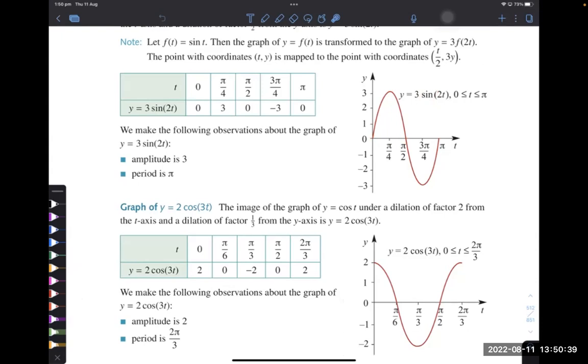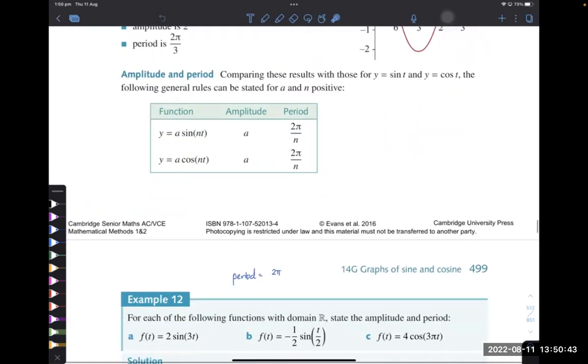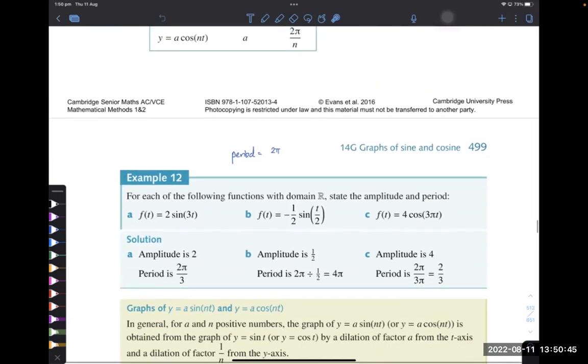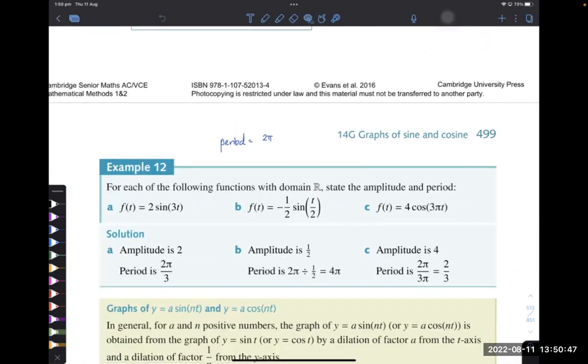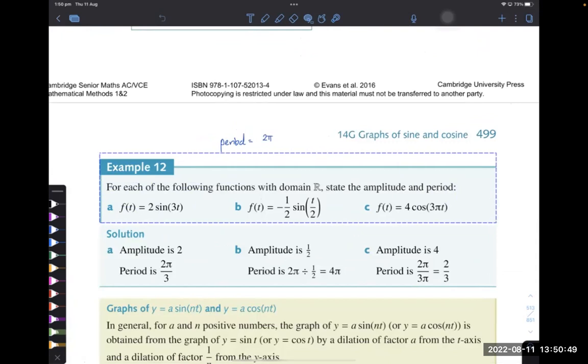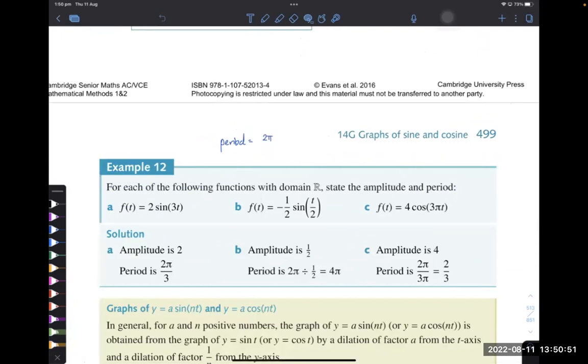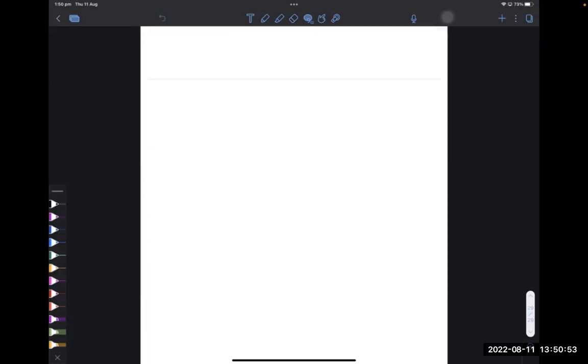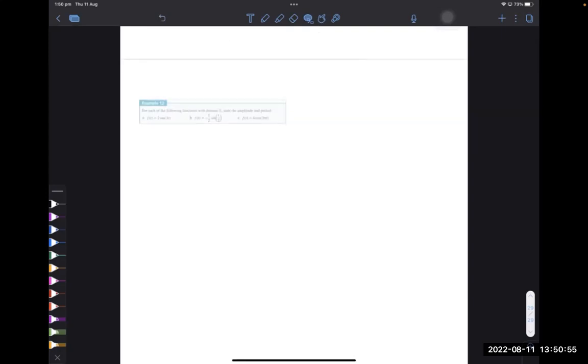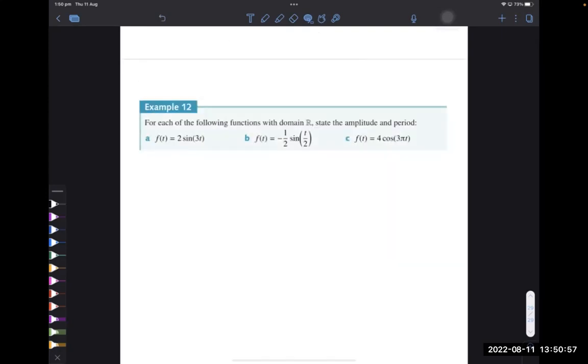Okay. Now, the basic shape of the graph can change, push and pull. This is transformations all over again. So this is another opportunity for you to have a look and see how transformations work. But now we're looking in the context of sine and cos graphs.